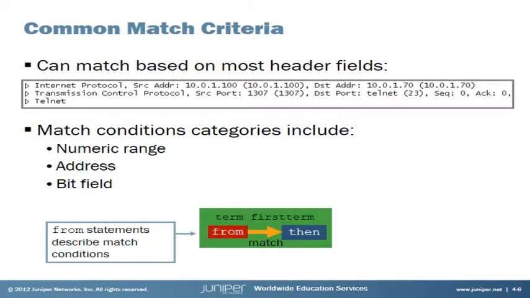Okay, so what can we match on? Well, pretty much most header fields, source address, destination address. We can look at layer 4 stuff as well, source ports, destination ports. We can look at application layer ports like telnet, etc. We can have match condition categories. We can have a range. We can have addresses. We can have bit fields. So there's quite a lot of different things we can actually match on.